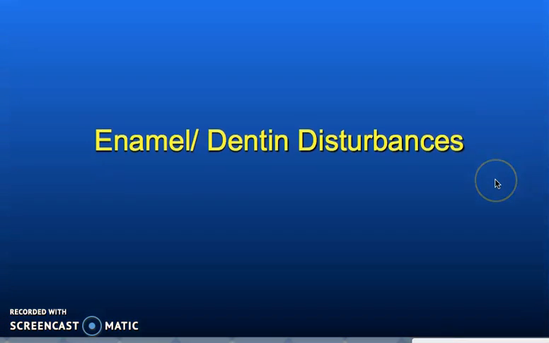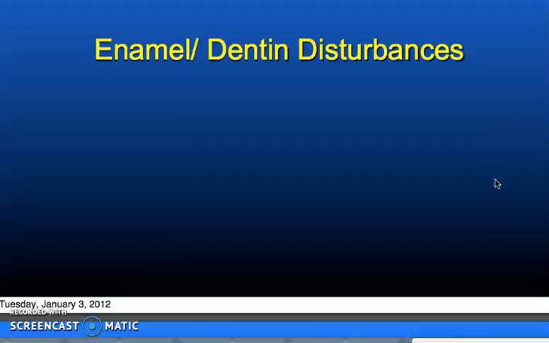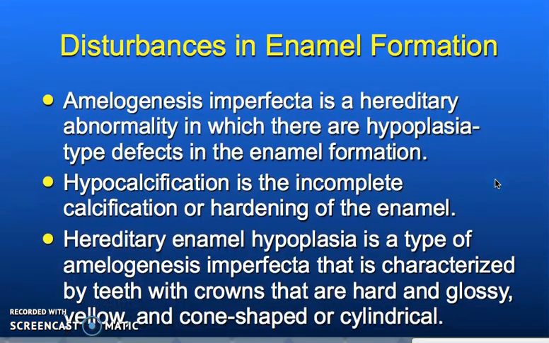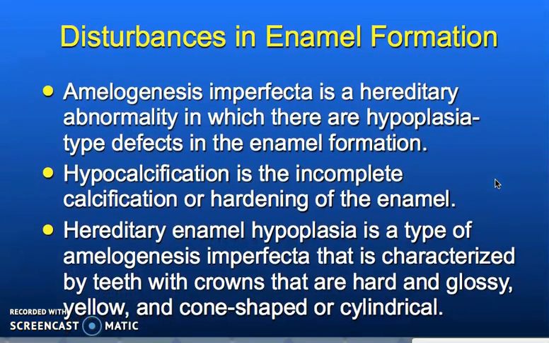Okay. All right, so enamel and dentin disturbances. So what can cause that to have formation problems? Well, amelogenesis imperfecta is a hereditary abnormality in which there are hypoplasia type defects in the enamel. Hypocalcification is the incomplete calcification or hardening of the enamel. And then you have hereditary enamel hypoplasia, a type of amelogenesis imperfecta that is characterized by teeth with crowns that are hard and glossy, yellow, and cone-shaped.